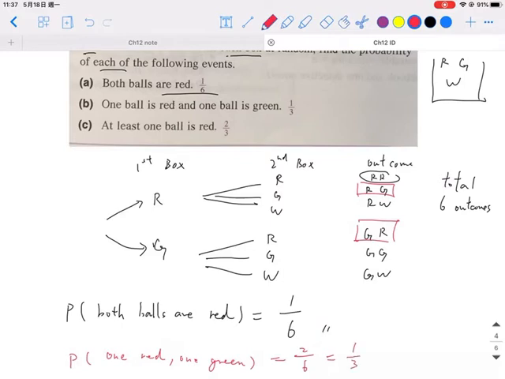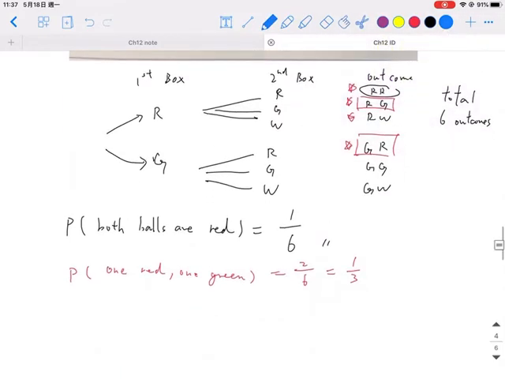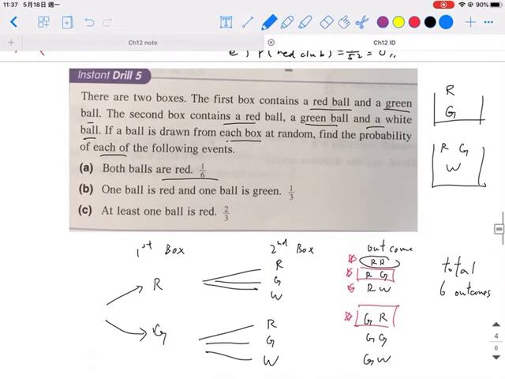Okay, so part C, at least 1 ball is red. Also, I put a star to it. This one has at least 1 red, this one, the first 3, and then the 4th one. The 5th one is no. So it should be 4 only, right? So the outcome will be like this. The probability of at least 1 red becomes 4/6. That means 2/3. So that's the end of instant drill 5.